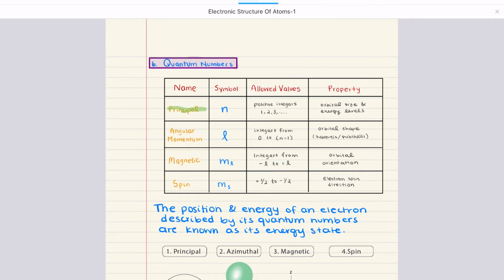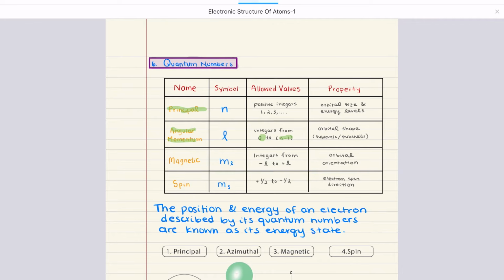Then our angular momentum quantum number describes the shape and the number of subshells within a given principal energy level or shell. It has important implications for chemical bonding and bond angles, and for any given value of n, the range of possible values for L is 0 to n minus 1. The subshells, remember, are designated by the letters S, P, D, F for L values 0, 1, 2, 3 respectively.